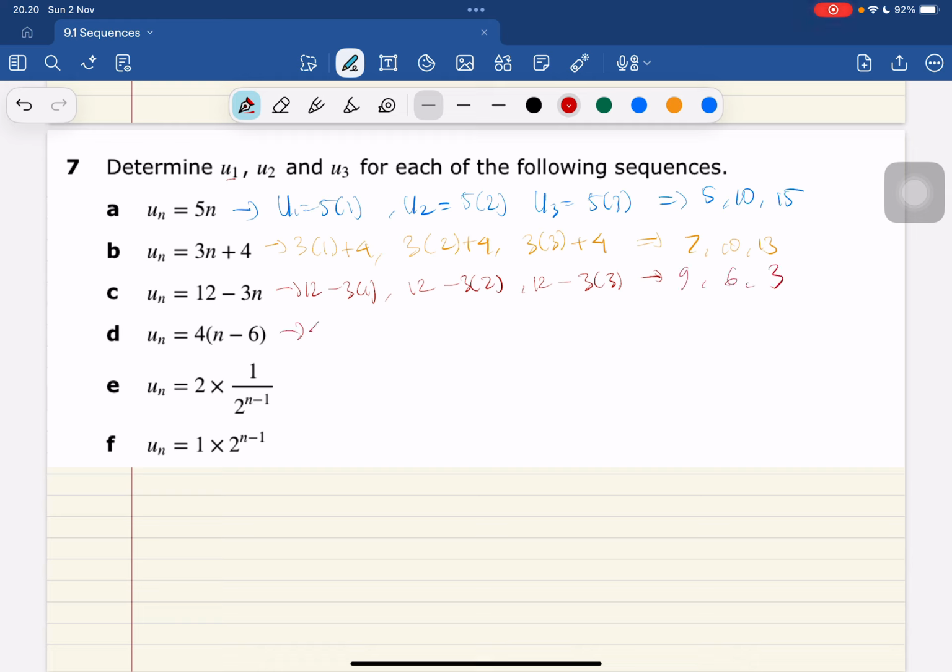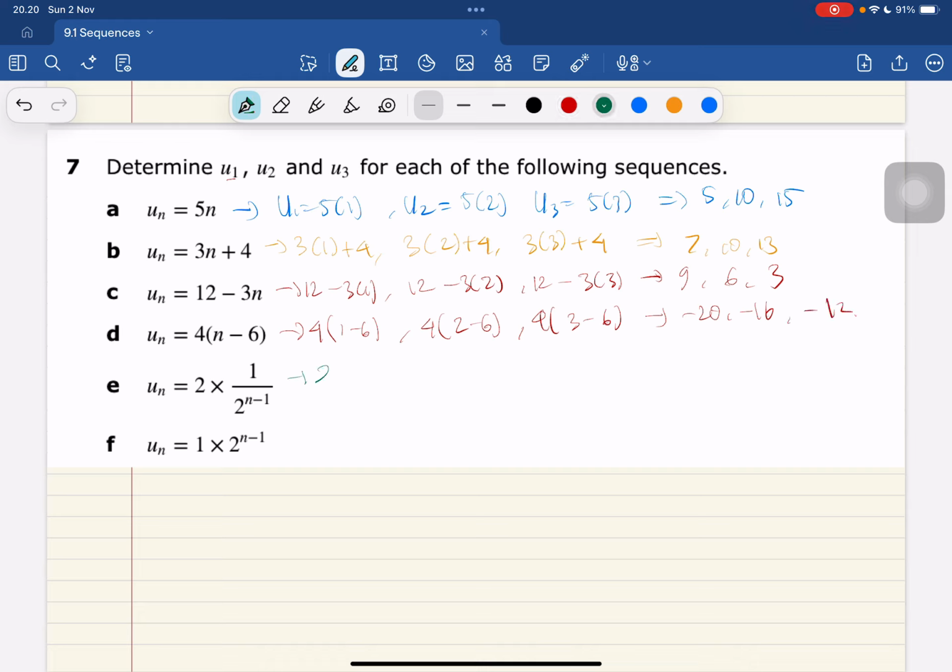Next, we got 4 multiplied by n: 4 times bracket 1 minus 6, and then 4 times bracket 2 minus 6, and then 4 times bracket 3 minus 6. It's going to be minus 20, minus 16, and minus 12.